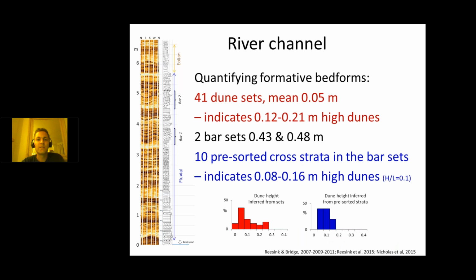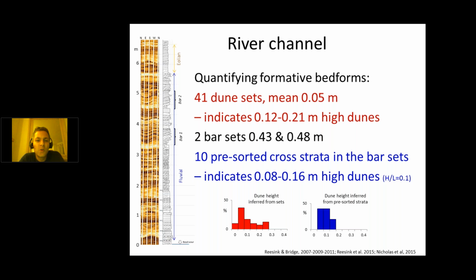So when we're trying to figure out what's going on with this river channel, we want to do some quantitative analyses, and so we're looking at the individual dune sets. We have 41 dune sets with a mean of 5 centimeters. And we can use the Paola and Borgman and Leclerc and Bridge models to interpret that, and it gives us a formative dune height of about 12 to 21 centimeters, which is a reasonable sort of medium to small river, about South Saskatchewan sized.